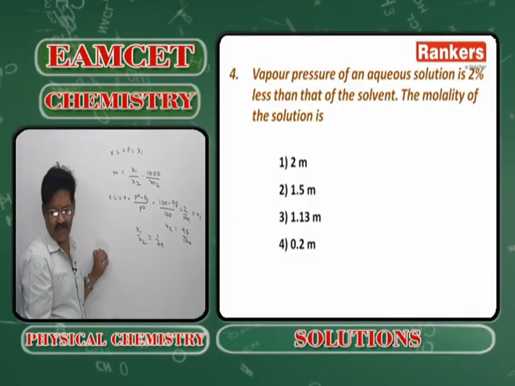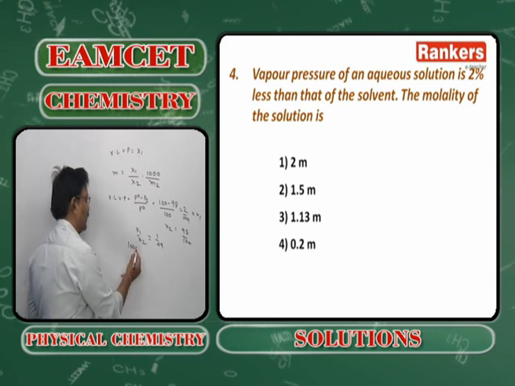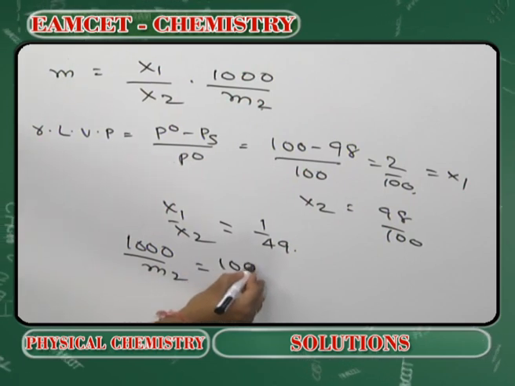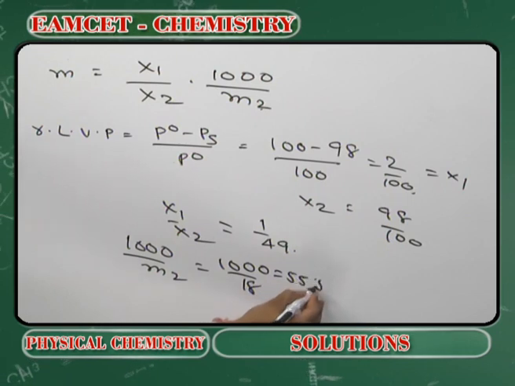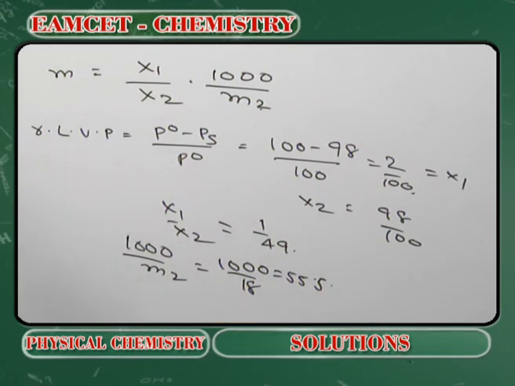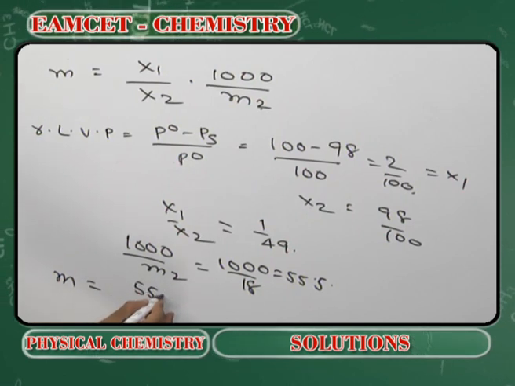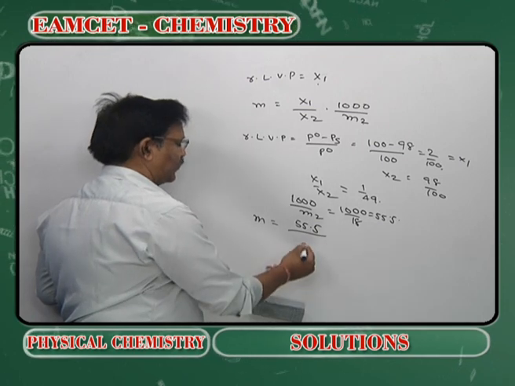And what is the solvent here? Aqueous solution. So 1000 by M2 is equal to 1000 by 18, which is equal to 55.5. Therefore, molality will be equal to 55.5 by 49.